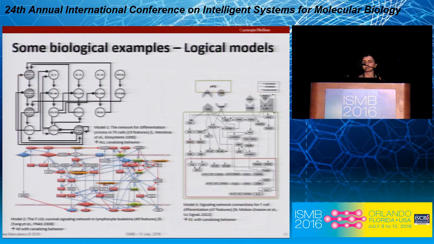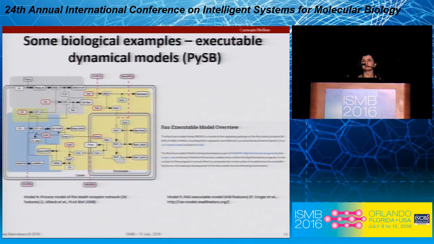Now, how does this work on actual biological examples? These are a few examples that are logical models in nature. They're from prior literature, from 19 features all the way to 47 or 49 features. Most of them are canalizing in nature. For the first one, all of them, and for the others, the majority are. But we also looked at dynamical models, executable dynamical models. In this case, both are executable in PySB, which allow you to do dynamic simulation using ODE solvers.